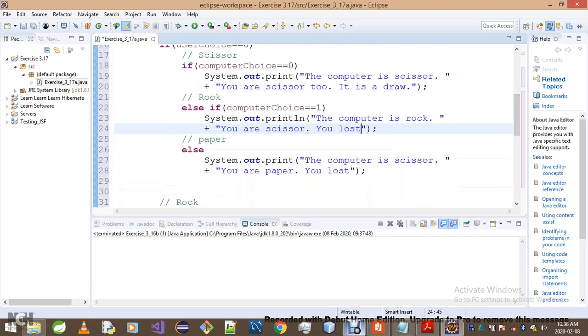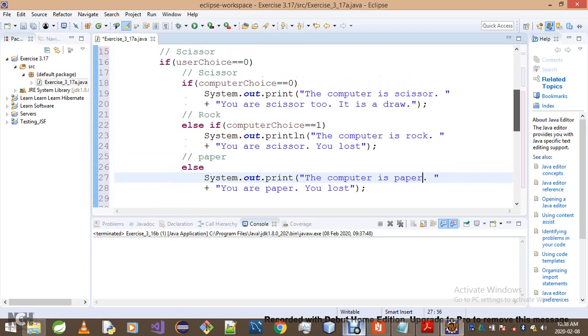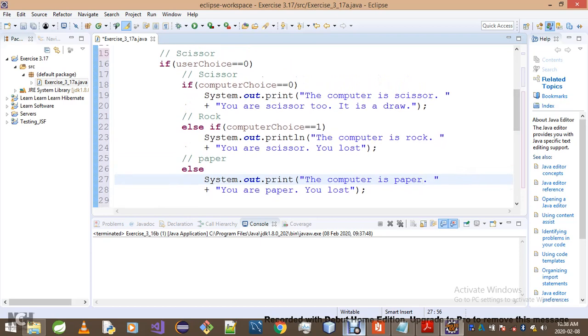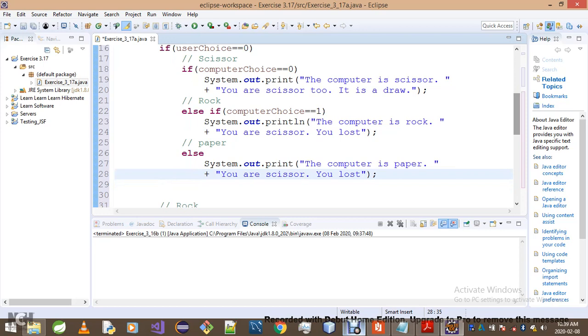So the computer is paper, you are paper, it's a draw. Oh gosh. Okay, right here our user is Caesar. So inside our computer is a paper, so the computer is paper. Okay, you are Caesar. What happened in that case? The computer is paper, you are Caesar, so you won. I'm so sorry, I mistyped here.